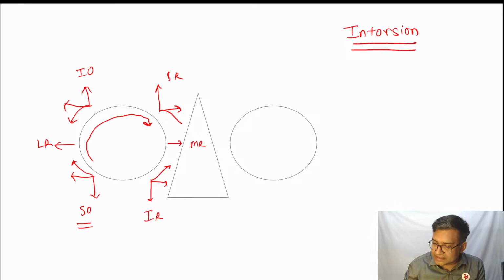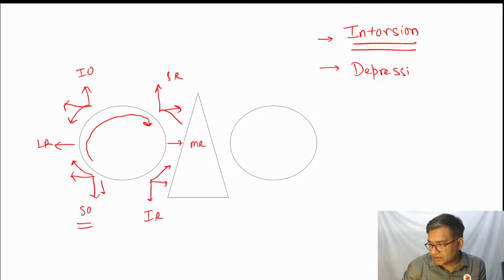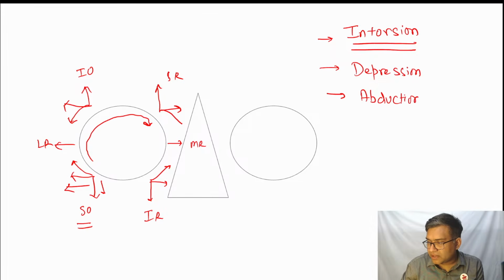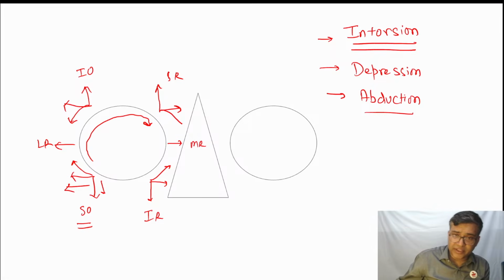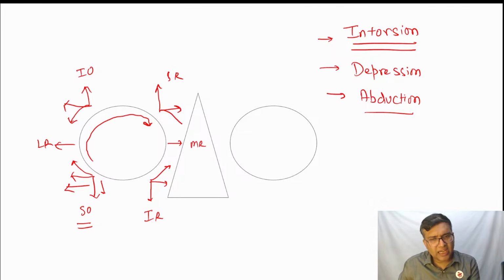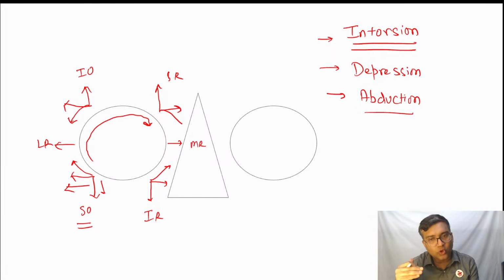The second action is that it causes the eye to go down. This is the depression, and third, it moves the eye out. This is the abduction. Remember, superior oblique and inferior oblique are the primary rotators of the eyeball. Superior oblique is the intorter and inferior oblique is the extorter, and superior oblique causes the eyeball to go down and inferior oblique causes the eyeball to go up. So these are the functions of the various extraocular muscles.